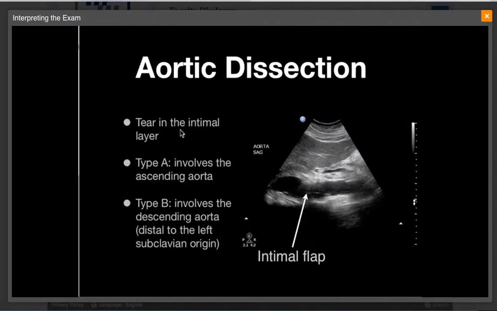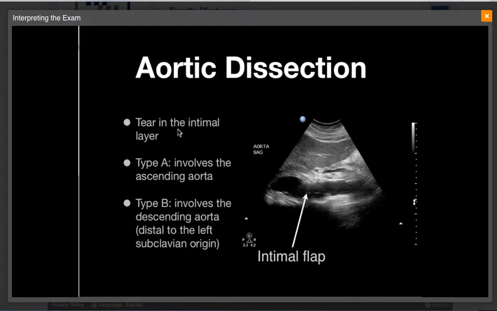Let's take a look at aortic dissections. Again, this is not the primary goal of the focused aortic evaluation. However, not uncommonly, these patients may present in a similar fashion. So you may be doing this study to rule out a AAA, and you may end up finding a dissection.